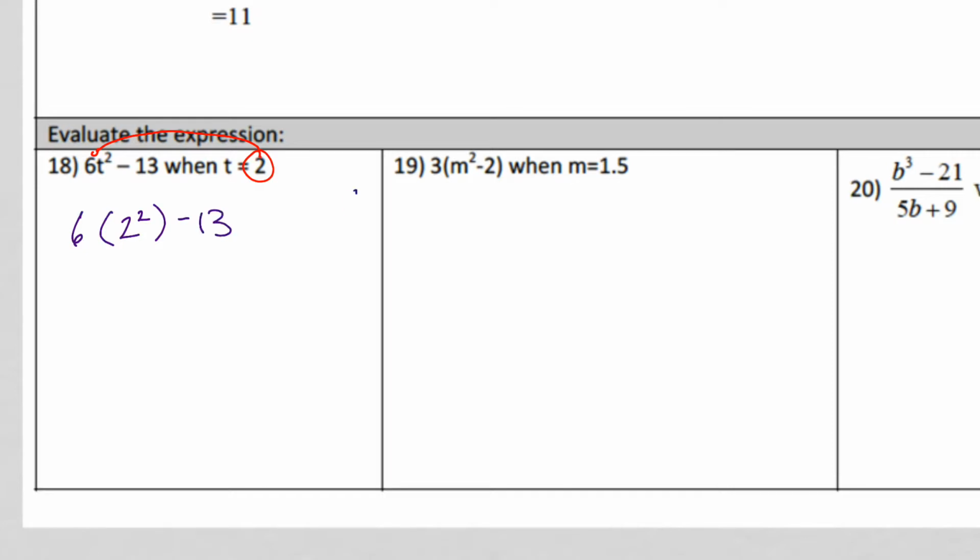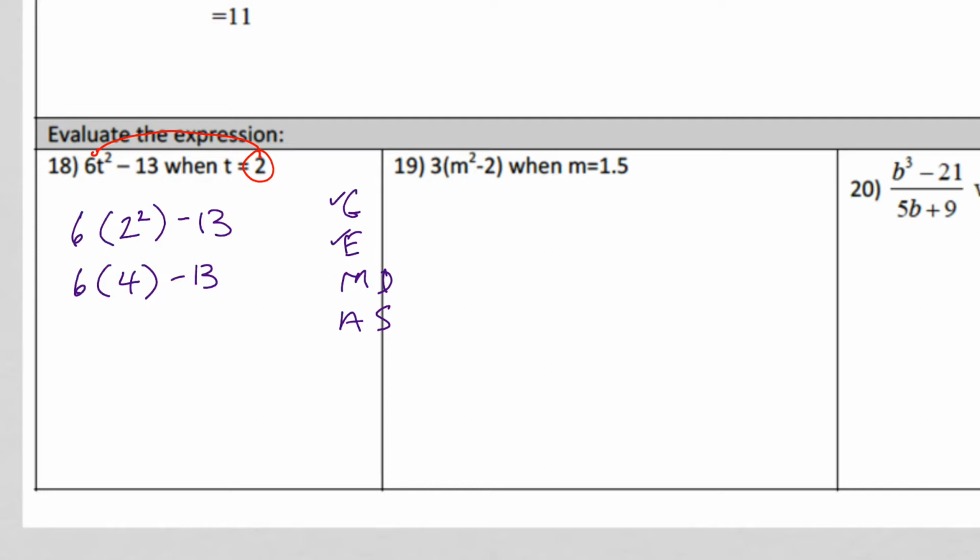Now again, follow your order of operations. Grouping symbols. Yeah, I have these parentheses. There's only one operation I have to do inside, but so what do we have to do? We have to do the exponents. So grouping symbols, exponents. So bring down the 6 to the second power. Remember, means that's 4 minus 13.